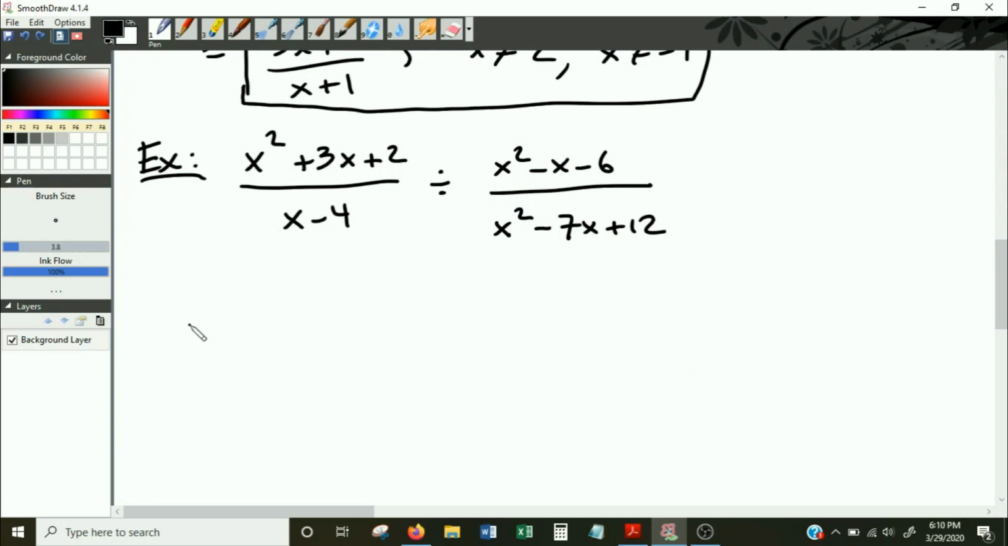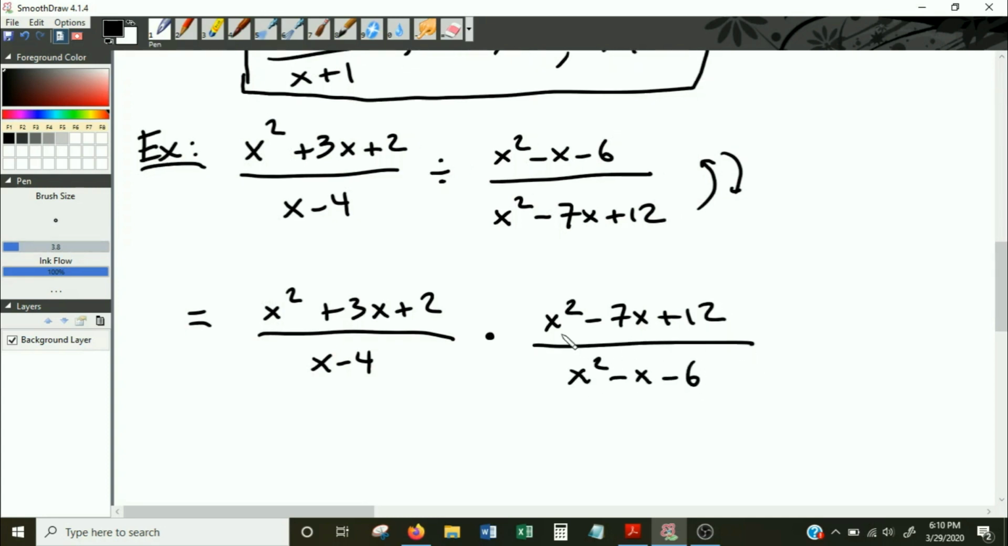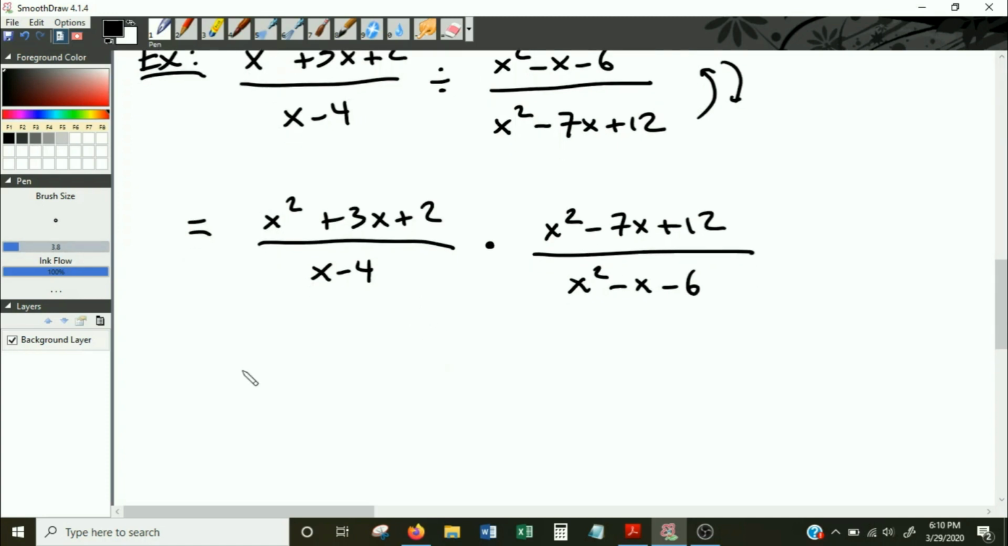So this is equal to x squared plus 3x plus 2. I'm just keeping it the same. I haven't done anything different here. But now it's times, and then these flip. So I get x squared minus 7x plus 12 divided by x squared minus x minus 6. Okay, so let's try factoring these.